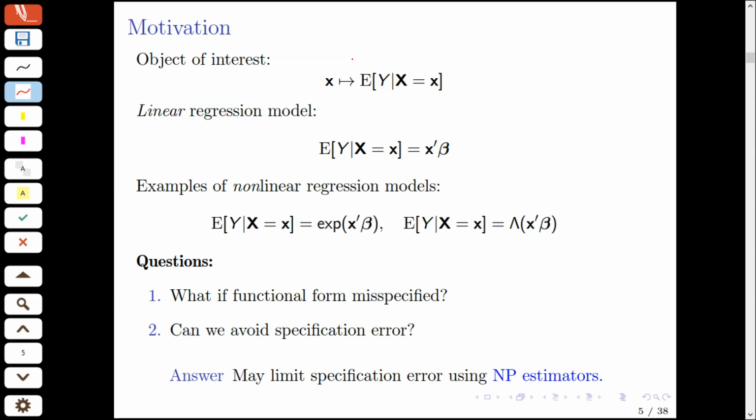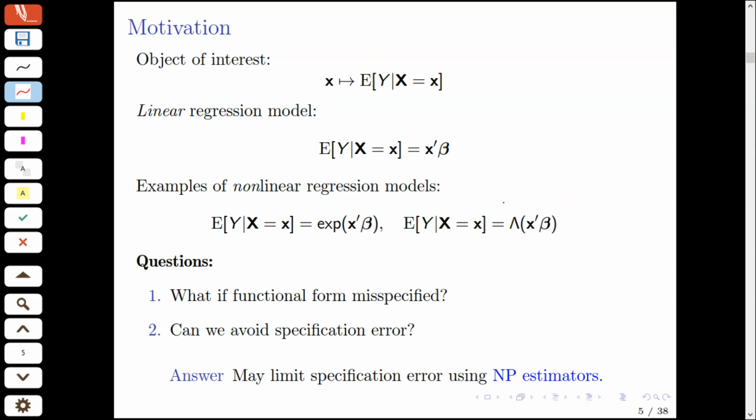As already mentioned, we've earlier dealt with models that were linear in the parameters, where we formulated a linear model for this conditional mean. And we've also seen examples of nonlinear regression models. For example, when the outcome is known to be non-negative, it may make sense to formulate an exponential regression model. Or if the outcome lies between 0 and 1, for example, when it's binary, it may make sense to formulate, say, a logistic regression model.